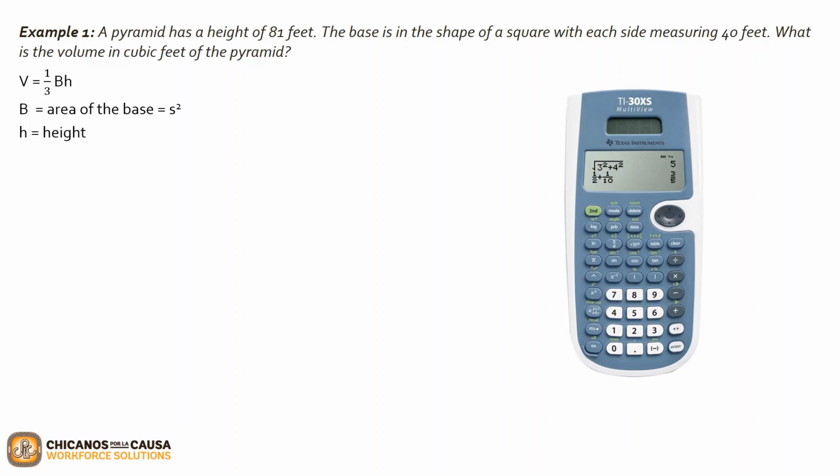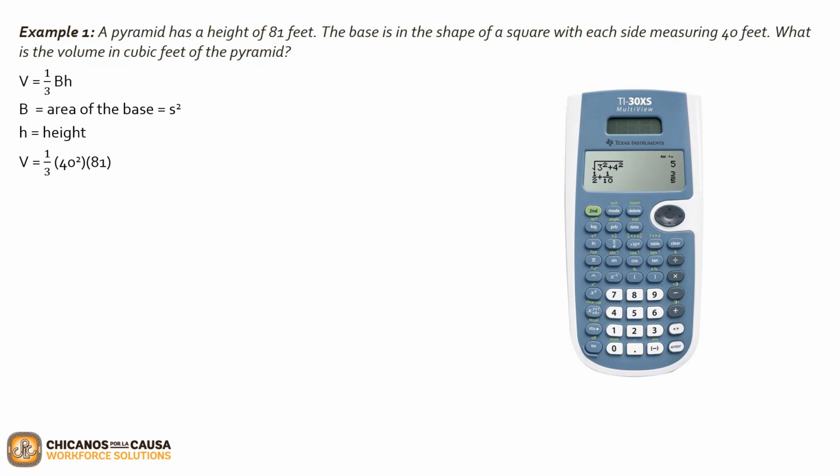When we replace the variables using the values that are given in the example, the pyramid has a height of 81 feet, and the base is in the shape of a square, with each side measuring 40 feet. So let's use those numbers and replace the variables. It's going to look like 1/3 times the area of the base, which is 40 squared, times the height, which is 81. Now when you're entering it into your calculator, you're going to break the equation into separate parts.